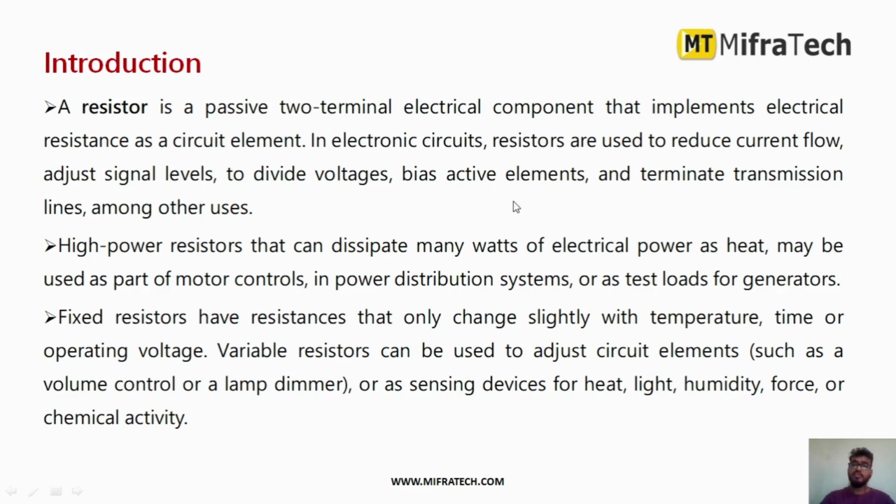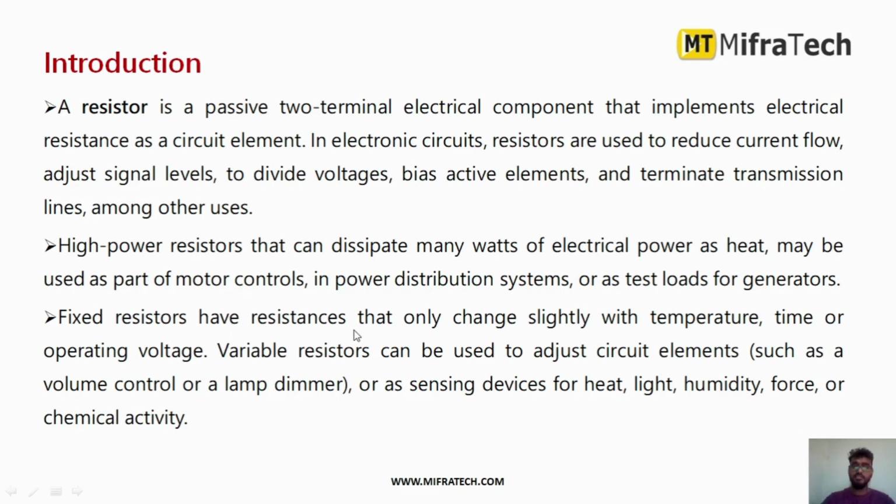In electronic circuits, resistors are used to reduce the current flow, as I told, in order to adjust signal levels, divide voltages, bias active elements, and terminate transmission lines, among others. So these are the different uses of resistors. A high power resistor that can dissipate many watts of electrical power as heat may be used as part of motor controllers, in power distribution systems, or as test load generators. Those are the high power resistors used in power generation applications and power distribution systems.